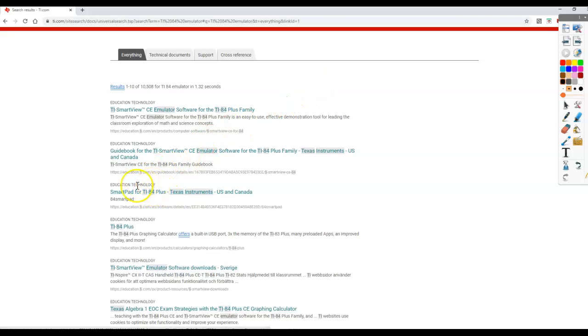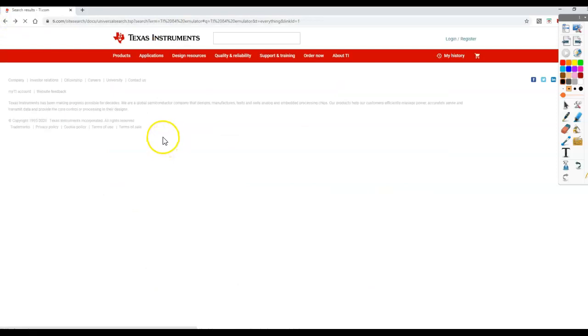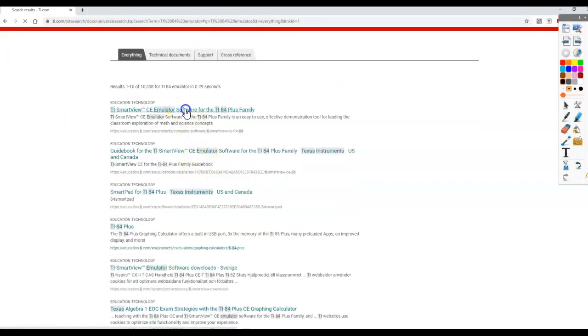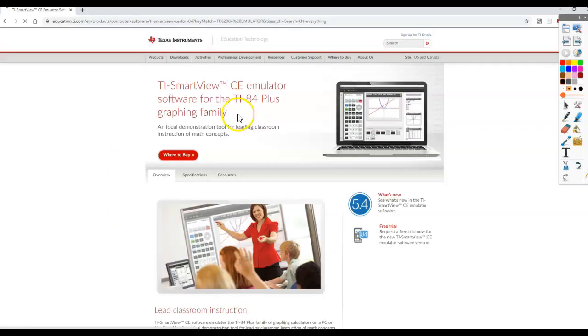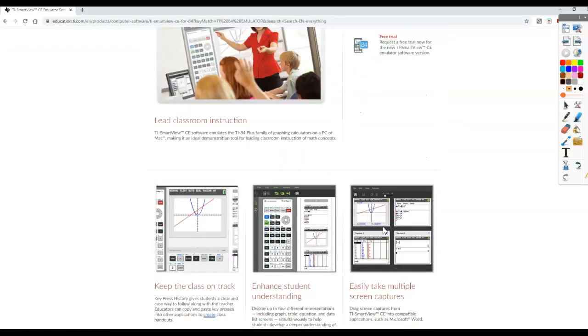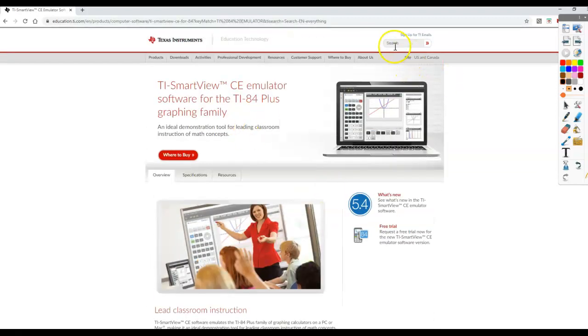I don't think it really matters, but click on one of these TI-84s here. I like this one up here that says the emulator software for the Plus family. Click on that, and you can request a free trial. Now, it's probably only for a month long. I don't know. I mean, if you want to buy it, you can. The downside, once again, though, is that you can't use this when you're on the test.